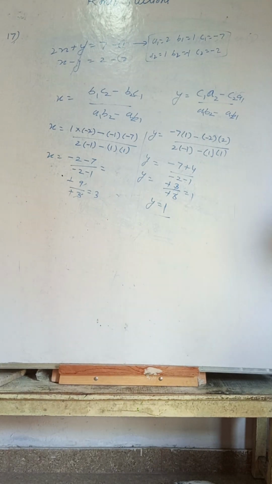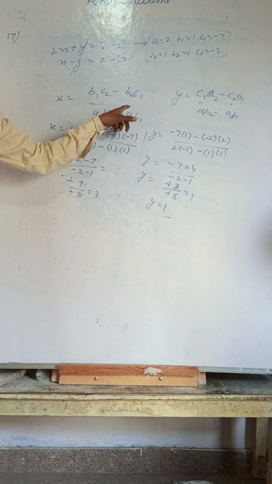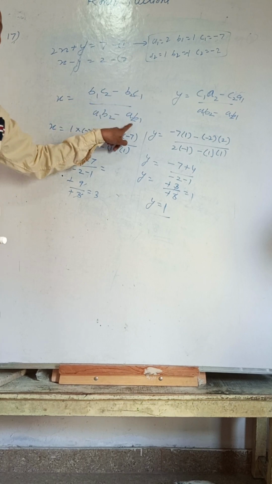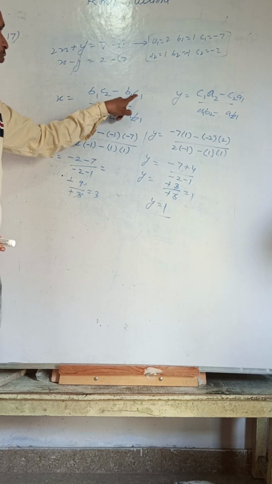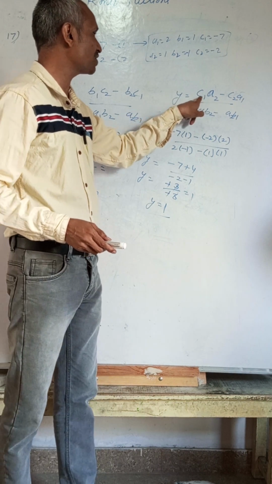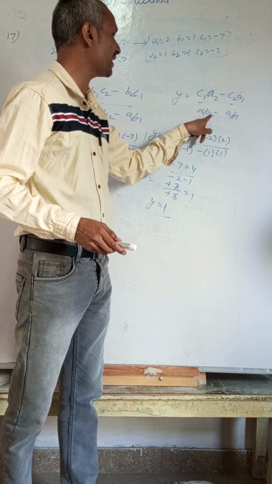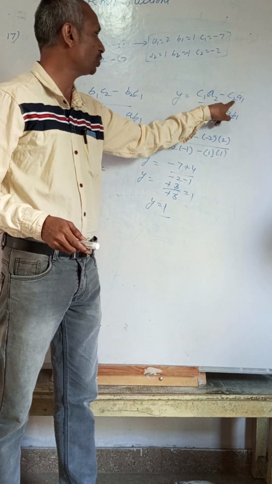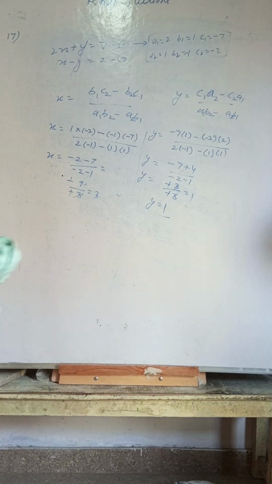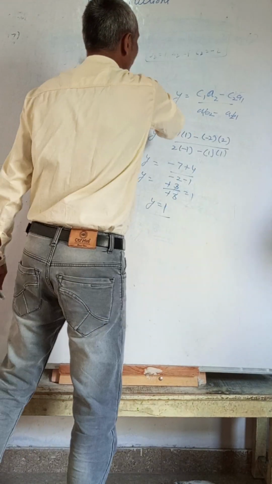So like that you learned the 3 methods. To remember the formula for cross multiplication: x is BC minus BC by AB minus AB, 1 2 2 1, 1 2 2 1. Y is equal to C1 A2 minus C2 A1 by AB minus AB, 1 2 2 1, 1 2 2 1. Like that you can find it. Next we are going to question number 18.